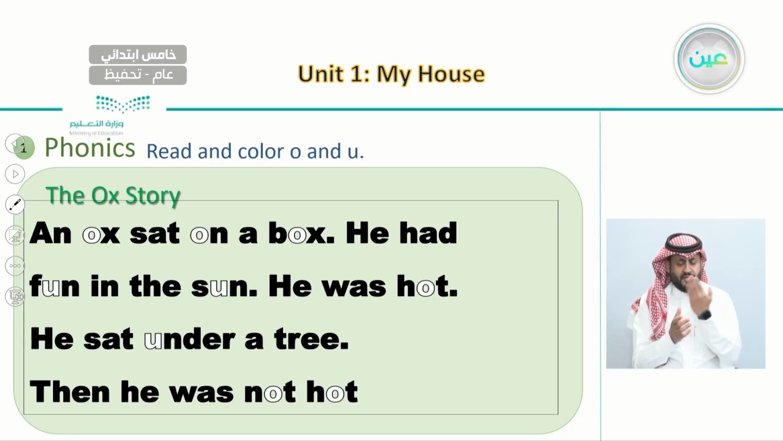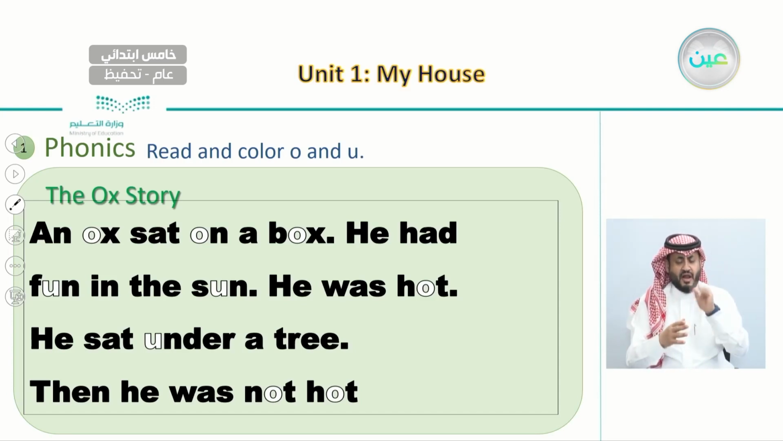So the first thing we did is read the story called the Ox Story. Let's listen to it one more time before we remind ourselves of what else we covered in this one. The ox story. An ox sat on a box. He had fun in the sun. He was hot. He sat under a tree. Then he was not hot.